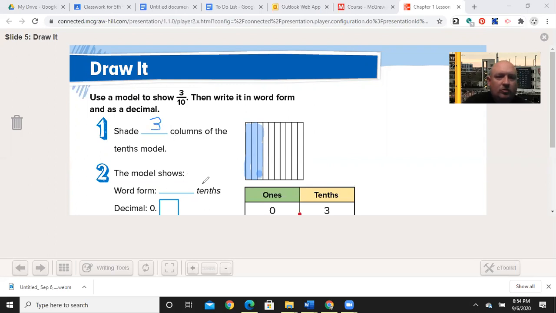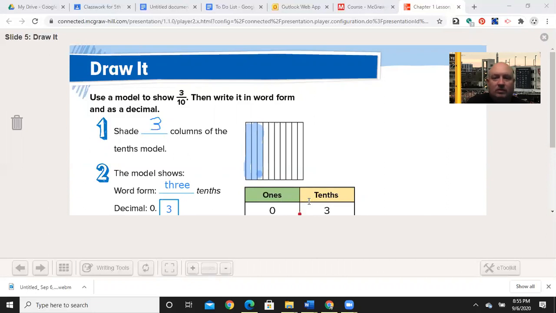The model shows, and let's do word form, how many tenths? 1, 2, 3. So I'm going to go ahead and use the text box here. And the decimal. Slide that just a little further. How many are in here? 1, 2, 3. So I'm going to put a 3. So my decimal is 0.3. So I had 3 different ways of modeling this.